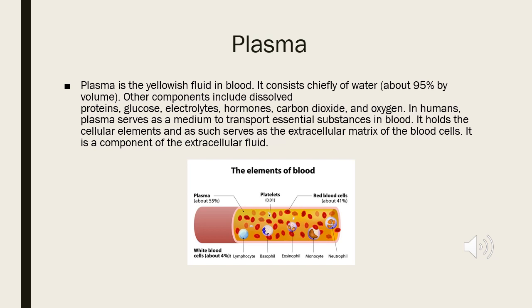In humans, plasma serves as a medium to transport essential substances in blood. It holds the cellular elements and, as such, serves as the extracellular matrix of the blood cells. It is a component of the extracellular fluid.